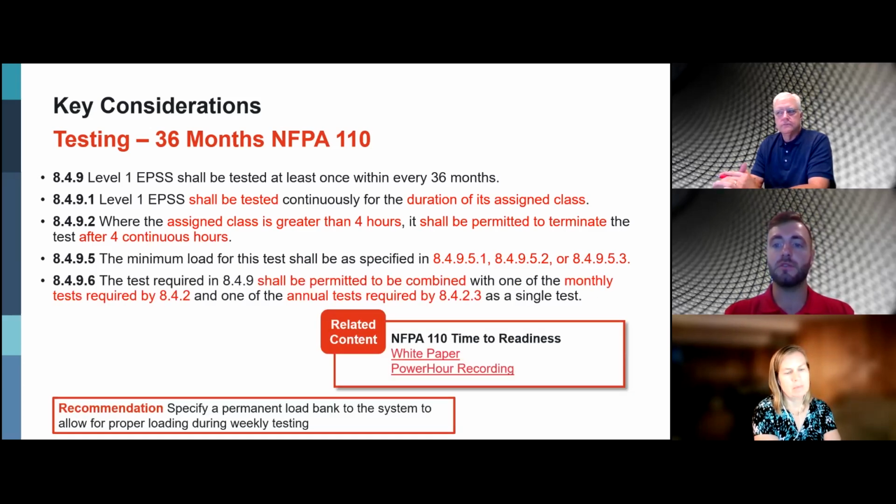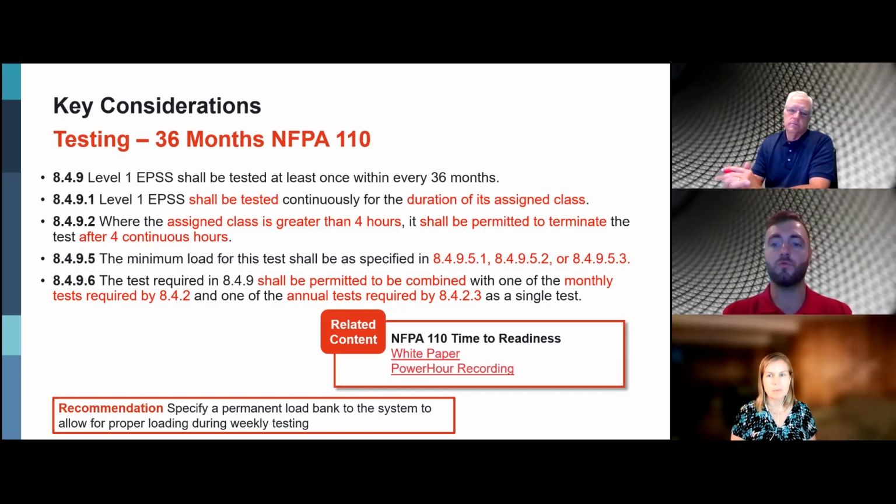Lastly, these 36-month tests can be combined with those monthly tests that I just talked about previously, as required in section 8.4.2, and one annual test as required by 8.4.2.3. But keep in mind that is only as a single test. And then lastly, in addition to all of this, it is recommended that a permanent load bank be specified to allow for proper loading during the weekly testing.